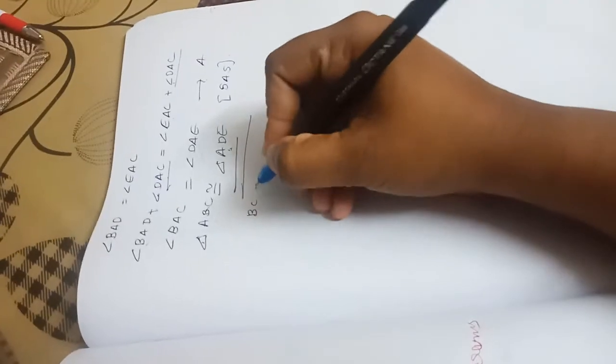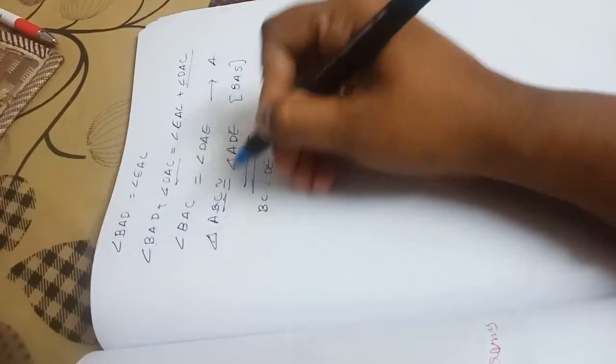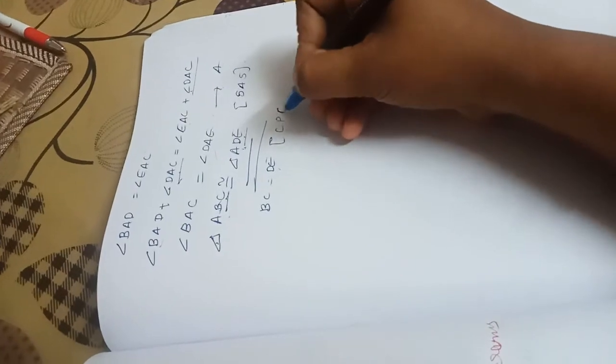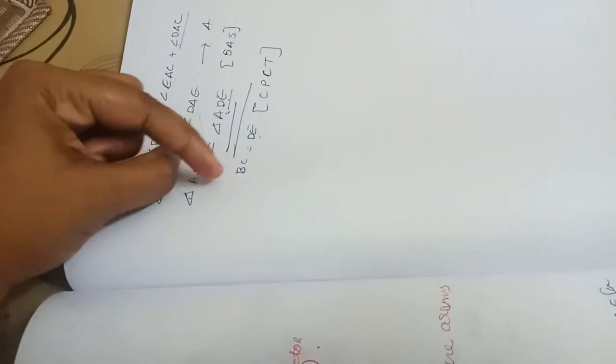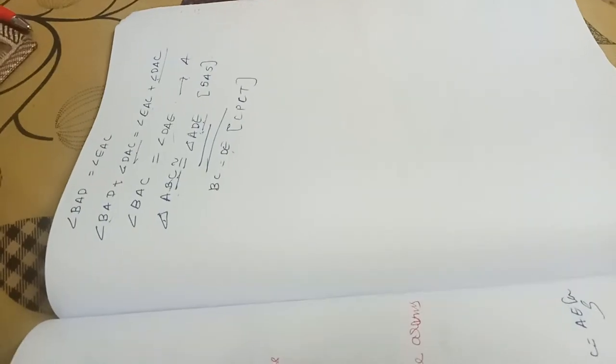What we actually have to prove is BC is equal to DE, correct? After proving these two triangles are congruent, we can write BC and DE are equal by using CPCT, corresponding parts of congruent triangles are equal. If two triangles are congruent, then their corresponding sides are equal. So directly we can write BC is equal to DE by using CPCT.